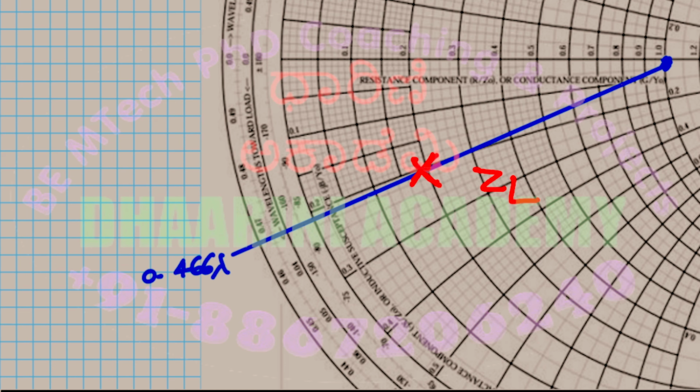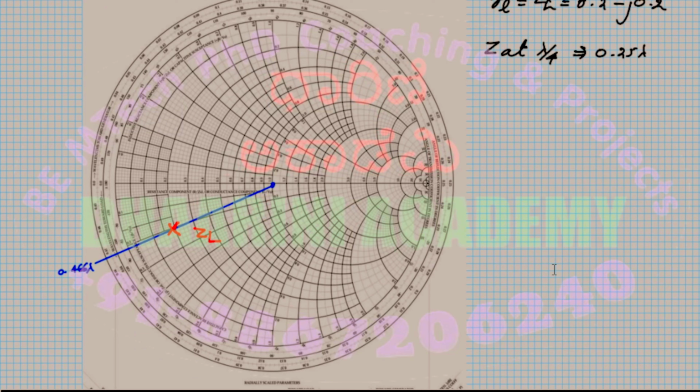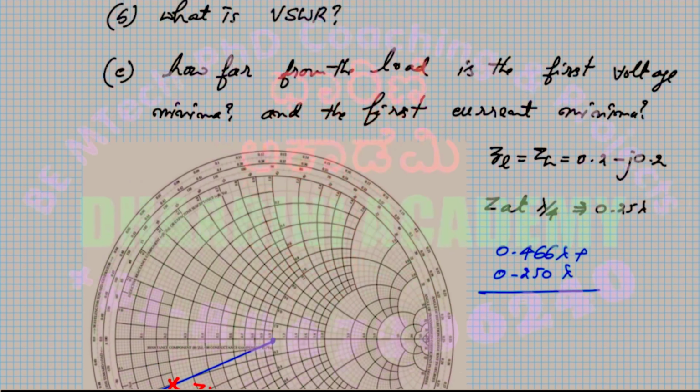So now I need to calculate if I want to move towards the generator. You have to move towards the generator now because it is the load, right? From the load at a distance of lambda by 4, what is the value? So I have to move to a point that is 0.466 lambda plus 0.250 lambda, because what is given is the load only.